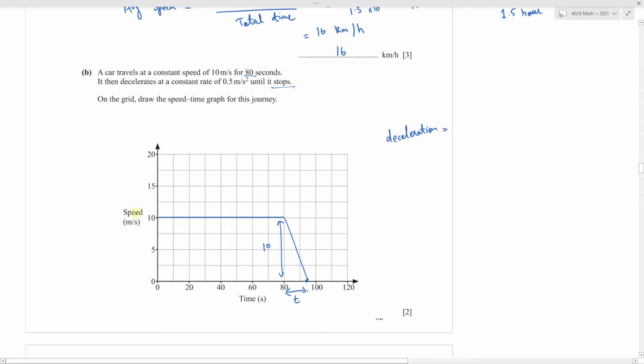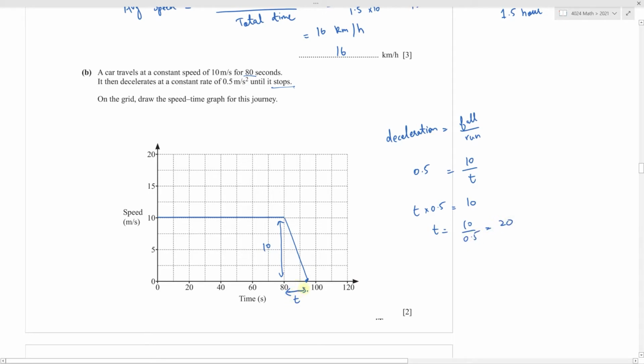You know that your deceleration, if you have a speed time graph, is fall over run. Acceleration is rise over run, deceleration is fall over run. So your deceleration is 0.5. How much did you fall in this triangle? 10 is the fall, and run is this amount, which I've taken as t. So now let's solve for t. t into 0.5 equals 10, and t will be 10 divided by 0.5, which is 20.